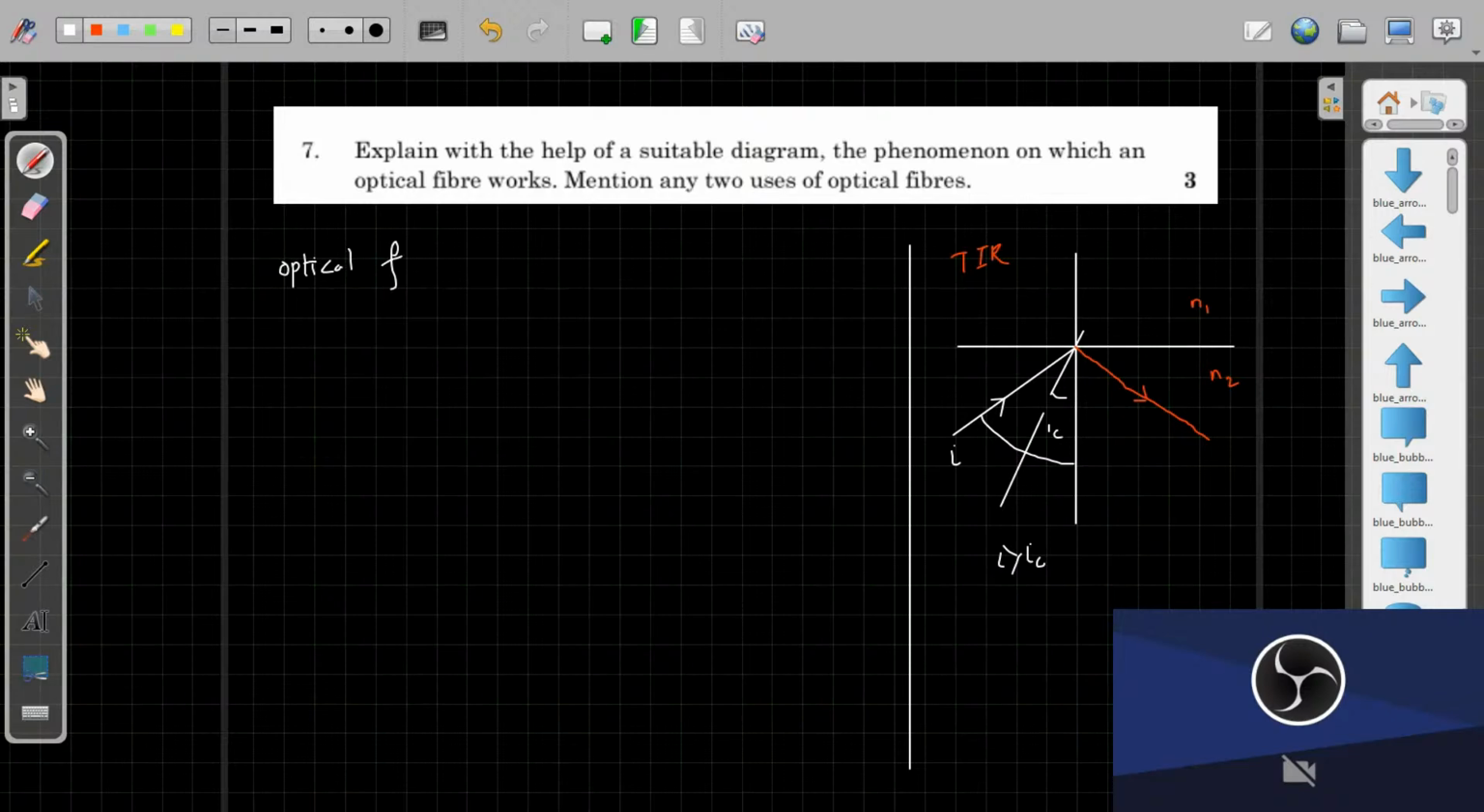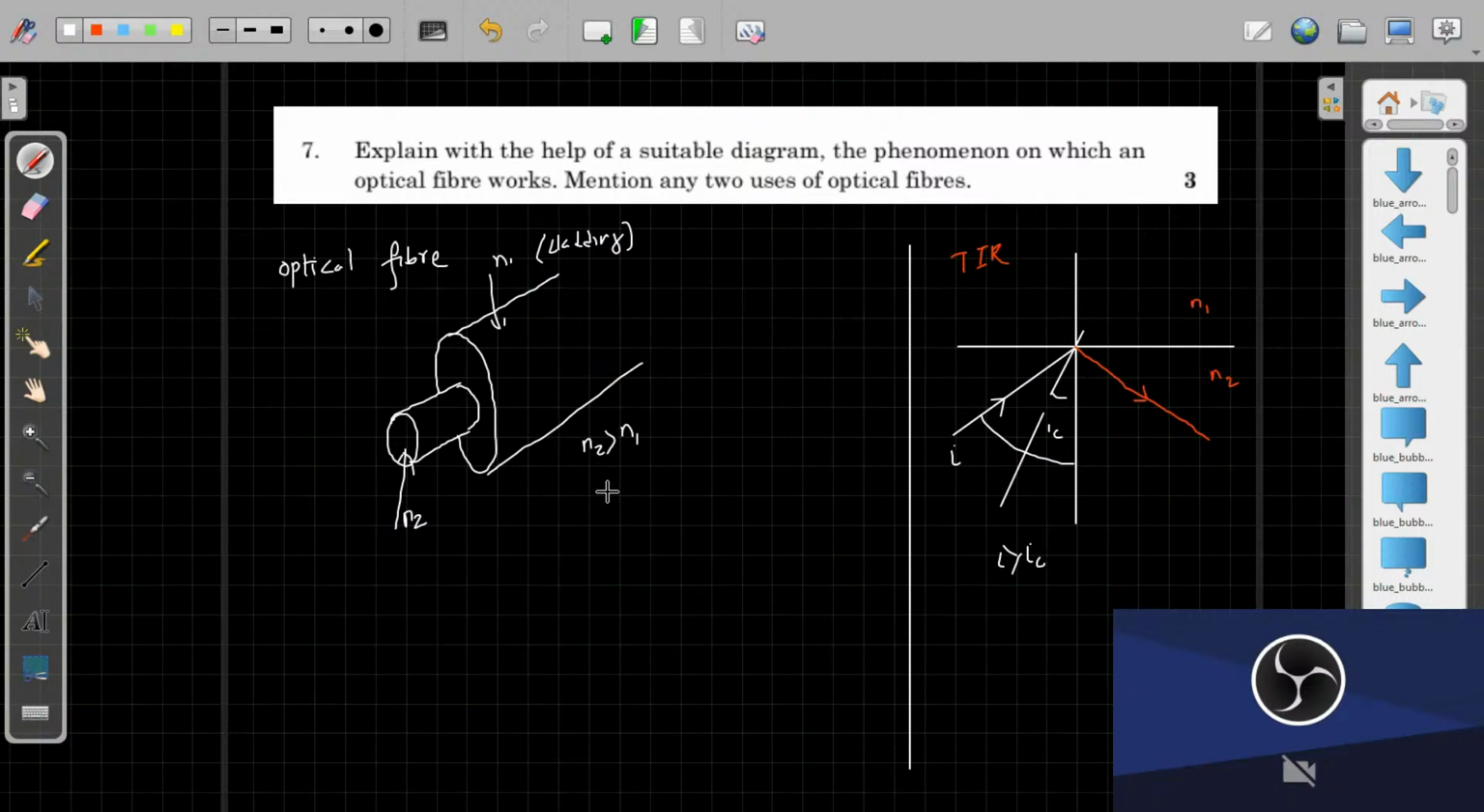Now, what is an optical fiber? Optical fiber uses the same principle. This diagram of optical fiber is very important. You see there is a central core which is made of higher refractive index N2, and there is another outer refractive index N1. This is called cladding, CLADDING. The outer layer is called cladding. This is called N1. So N2 has to be greater than N1.